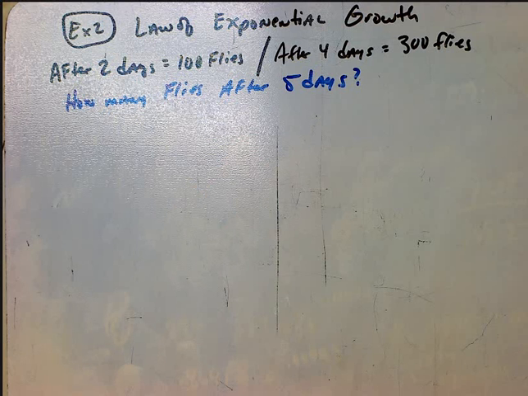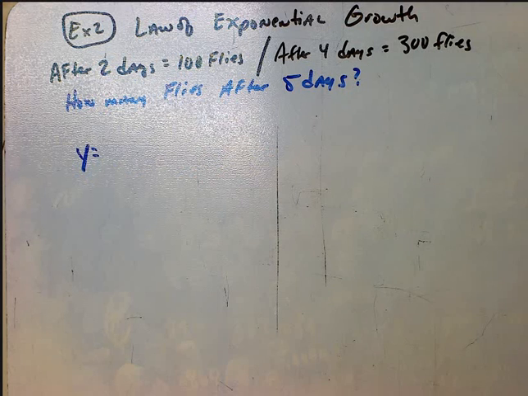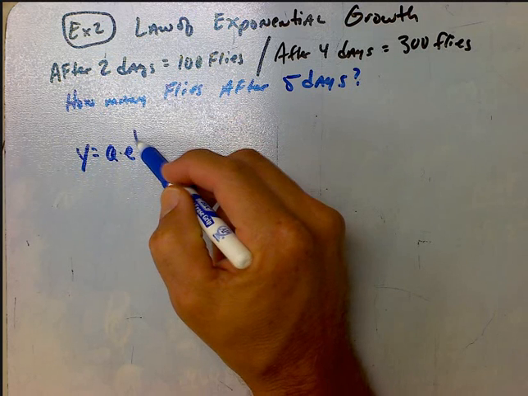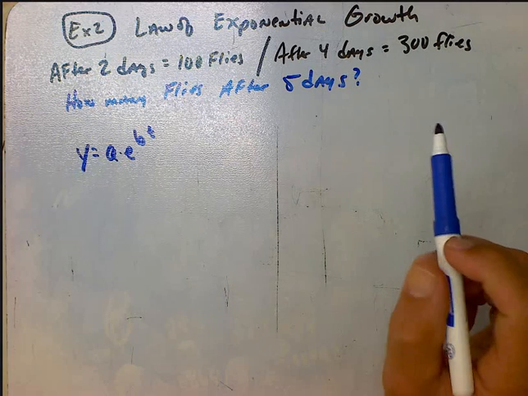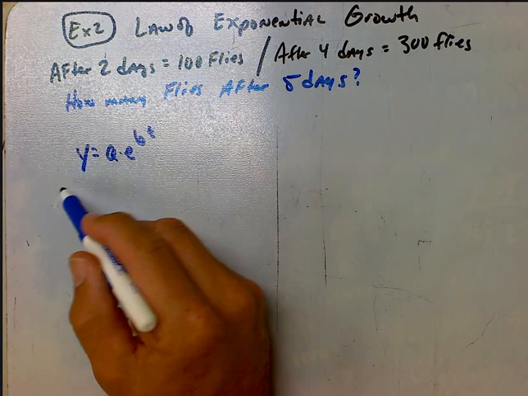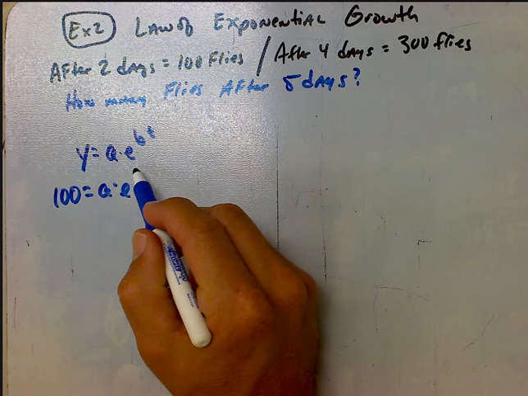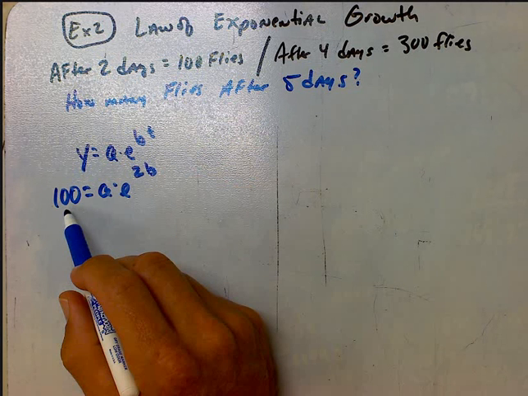So the first thing you have to realize is that if it's following exponential growth, I use this equation, which is right in your book on page 221. It's y equals a times e to the bt power. And since I know there's 100 flies after 2 days, it'd be 100 equals a times e to the 2b. I put 2 in for t, the time, and 100 in for y, which is the number of flies.